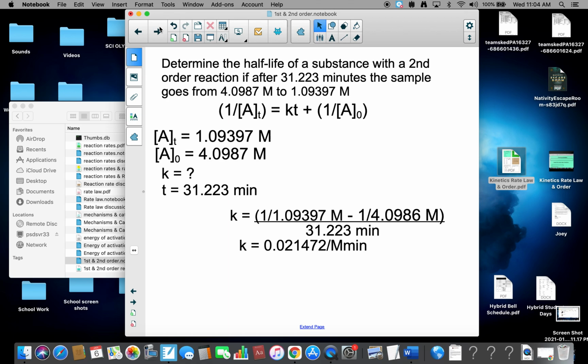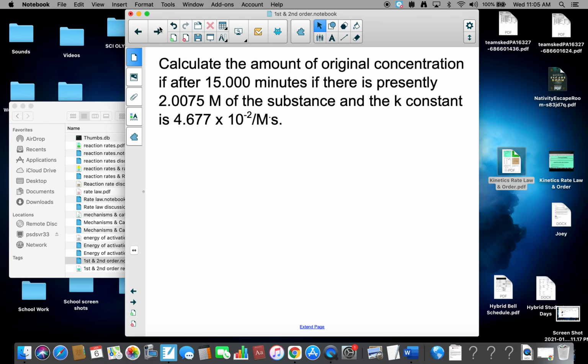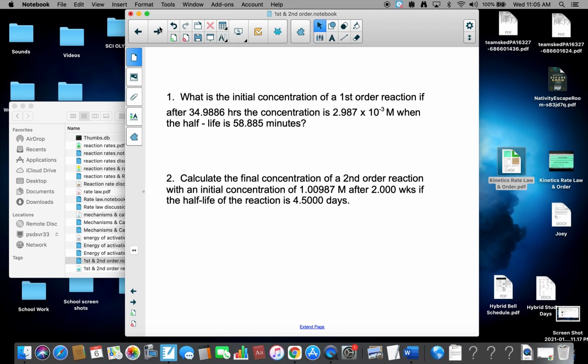Put those values in, divide through, and we get k is equal to 0.021472 per molar minute. We then have to solve for t_1/2, so we have k. Just flip them around to get t_1/2, put our values in, and our answer is 11.363 minutes. That's my answer. All right, this one we'll also do in class, and we'll do these as well.